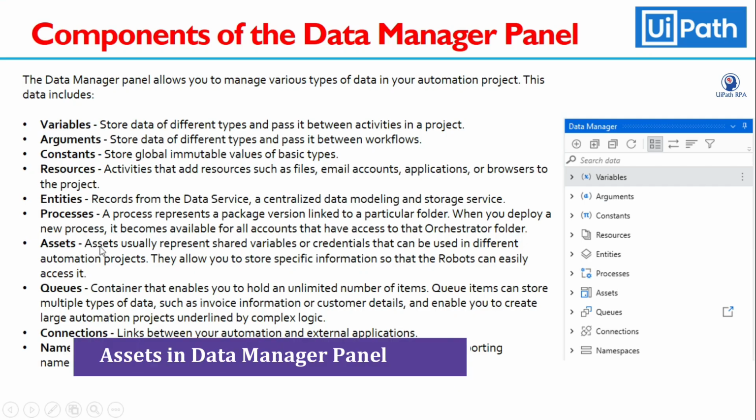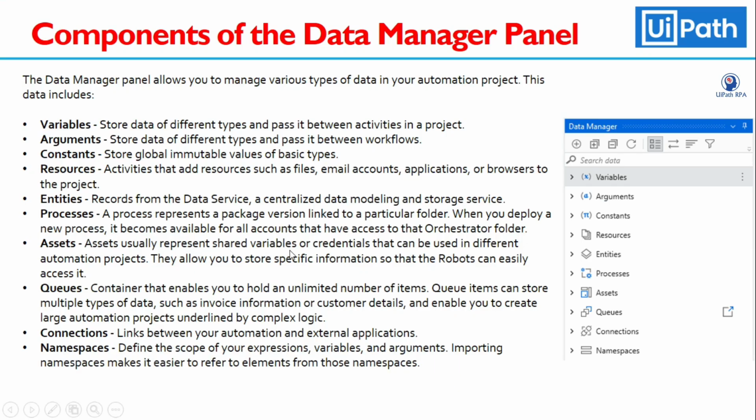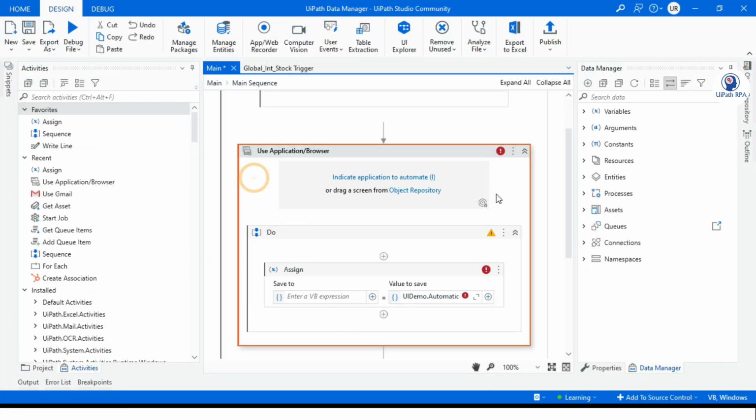Now we have assets. Assets usually represent shared variables or credentials that can be used in different automation projects. They allow you to store specific information so that the robot can easily access it. And queues. A queue is basically a container that enables you to hold an unlimited number of items. Queue items can store multiple types of data such as invoice information or customer details, or enable you to create large automation projects underlined by complex logic. So you know about all this, right?